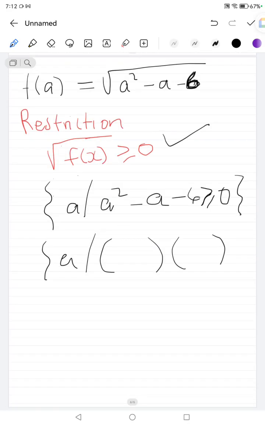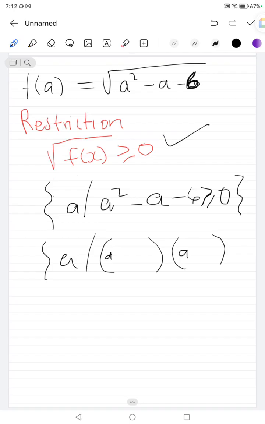Then we said we're going to be having a, then your minus 6, it's definitely between 3 and 2. Then between 3 and 2, which one is going to be negative? 3 is going to be negative, because minus 3 plus 2 is just going to give you minus 1, and minus 3 times 2 is just going to give you minus 6.